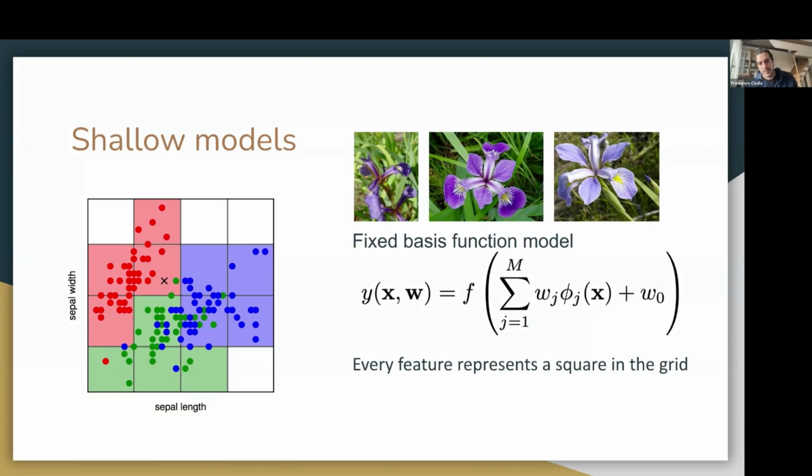This is formalized as something called a fixed basis function model. For now, just the word fixed is important, and we will see why in a bit. In this mathematical description, you see that we have X, which represents the input, essentially the set of features describing the input, in this case only sepal width and sepal length, and W, which represents the weights that we are modifying during the training in order to converge to a satisfying model. And each feature in this formulation represents a square in this grid, essentially. So this approach can be satisfying for this specific case, because we have only two measurements.